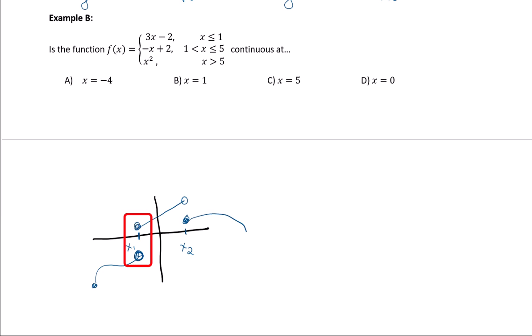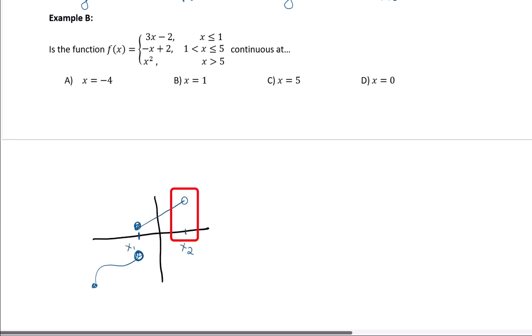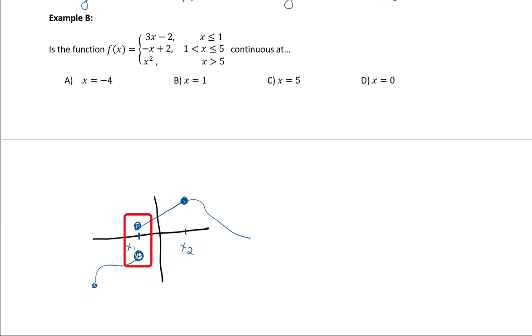The question is, does the limit exist at x1? And is it continuous at x1? In order for it to be continuous, not only does the limit have to exist, but it has to be the actual function value. So at x1, it's not continuous. At x2, it is. It overlaps. Anywhere else on that graph, it's going to be continuous.